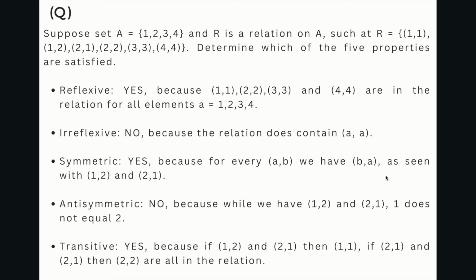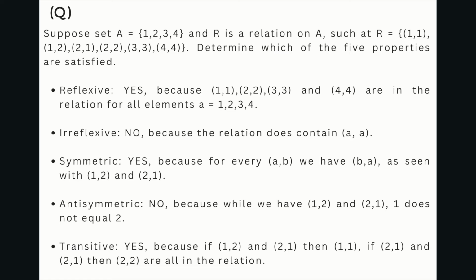Suppose set A is equal to {1, 2, 3, 4} and R is a relation on A such that R is equal to {(1, 1), (1, 2), (2, 1), (2, 2), (3, 3), (4, 4)}. Determine which of the 5 properties are satisfied. When it comes to reflexive, yes, it is reflexive because (1, 1), (2, 2), (3, 3) and (4, 4) are all in the relation for all elements of set A.